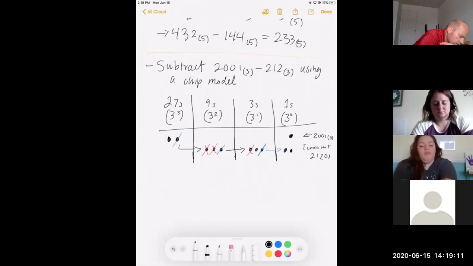Breaking it up, then cross out 2 of them. And so in the red, I've crossed out 2 from the 9's place, 1 from the 3's place, and 2 from the 1's place.